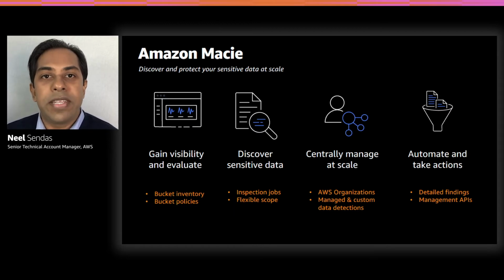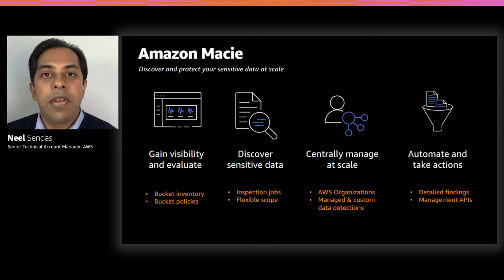Now, what is Amazon Macie? Amazon Macie is a fully managed data security and data privacy service that uses machine learning and pattern matching to discover and protect your sensitive data in AWS. There are four main themes around features supported by Amazon Macie.